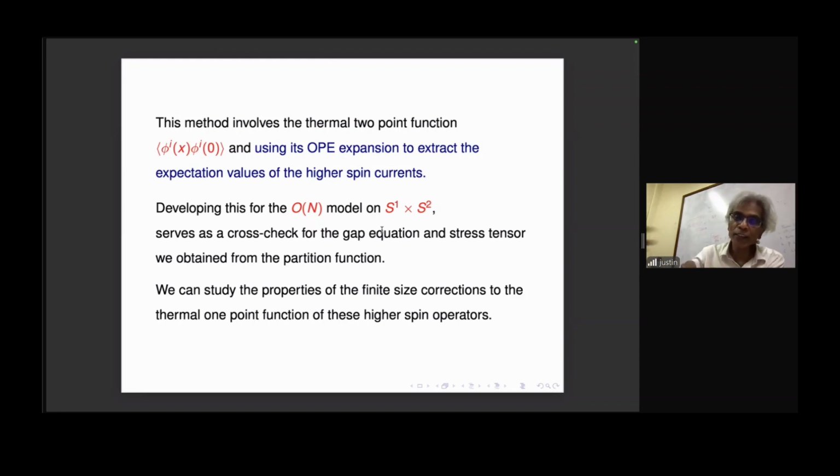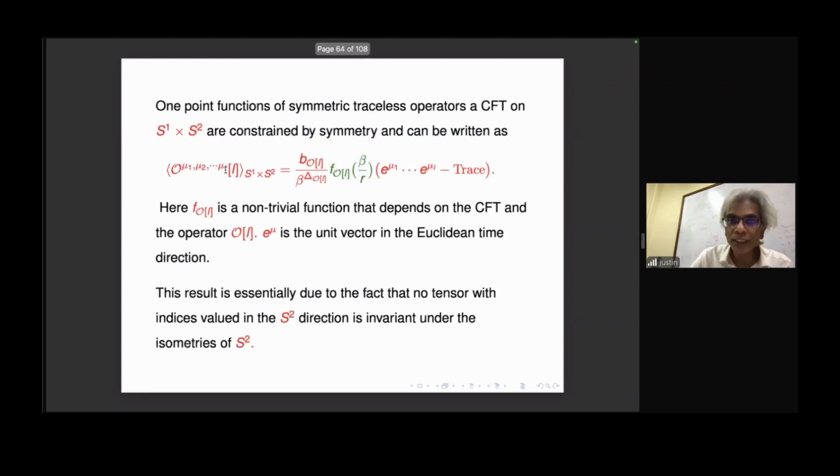But we can generalize that method to S1 times S2, and arriving at these one-point functions this way is slightly different from the partition function method, which gives you just the phi squared one-point function as well as the stress tensor one-point function. The phi squared is what gives you the gap equation and the stress tensor. So developing it this way gives us a cross check for that particular answer, and also a consistency check of the inversion formula. So it's good to do this second approach also. And also an added benefit is that you can get all the higher spin currents' expectation values.